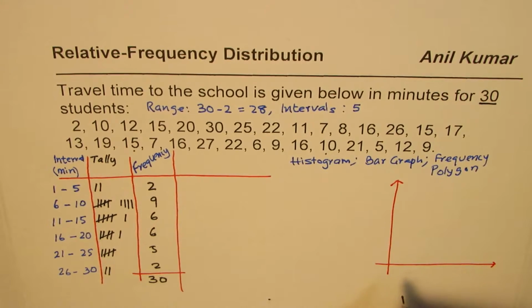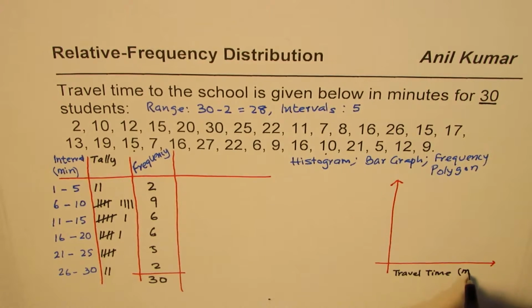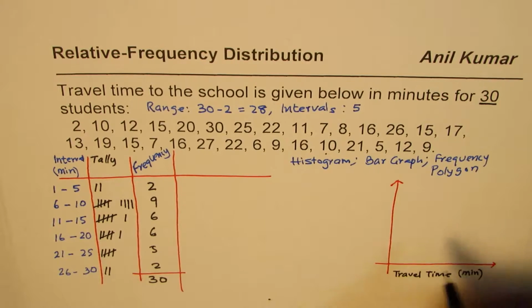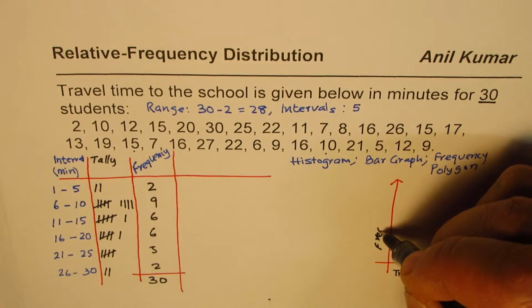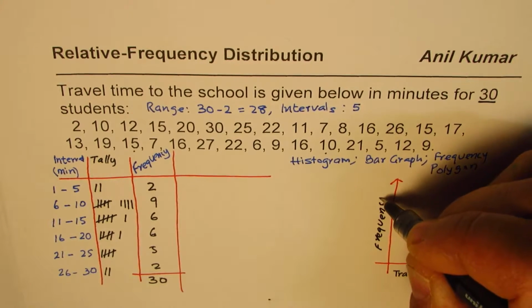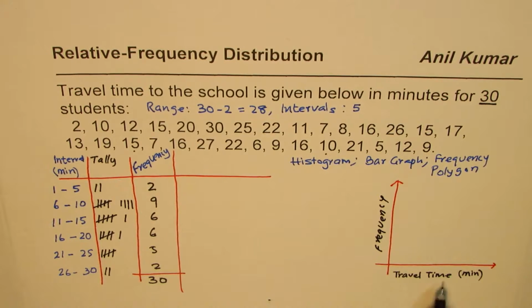So you could write here travel time. And the units, minutes, okay? And on the vertical side, it is how many students, or you could write frequency. So you see a histogram is relating the travel time with the frequency. So that is what the relation is.